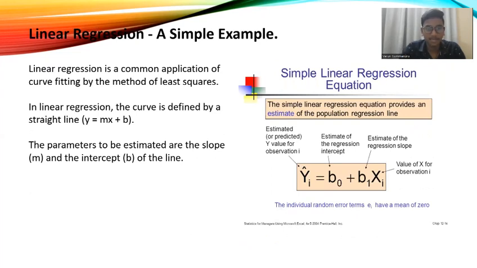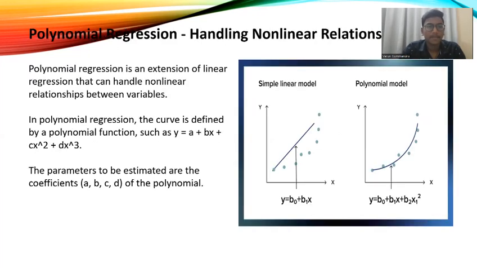Linear regression, a simple example. Linear regression is a common application of curve fitting by the method of least squares. In linear regression, the curve is defined by a straight line, which is called y = mx + b. The parameters to be estimated are the slope m and the intercept b of the line.